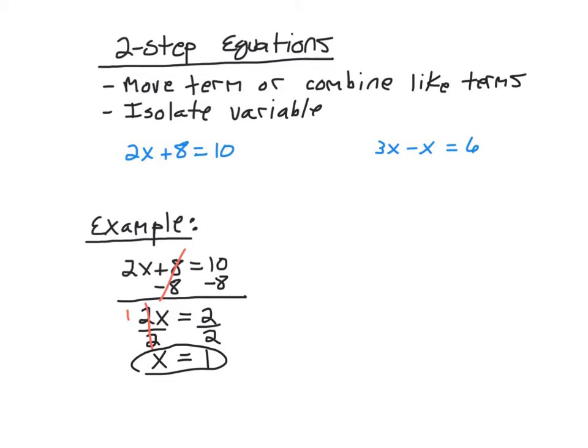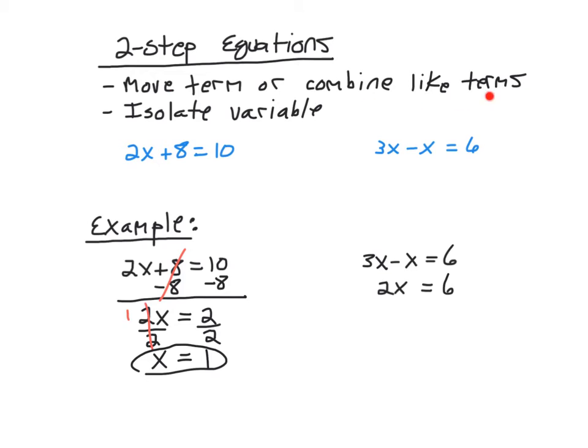All right, now we're going to do this other one over here. 3x minus x equals 6. Again, my first step is I'm going to combine like terms, because notice I've got an x and an x, power of 1 for both. These are like terms, so I can combine them. I'm going to do that first. And when I combine 3x minus x, I end up with 2x equals 6.